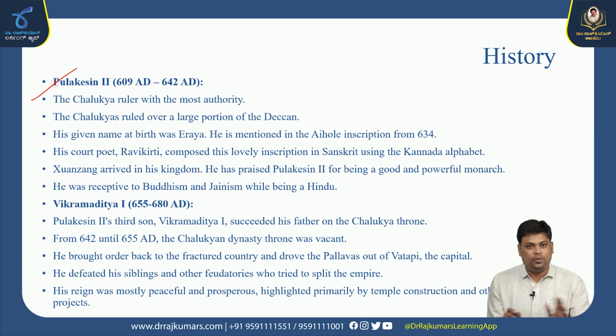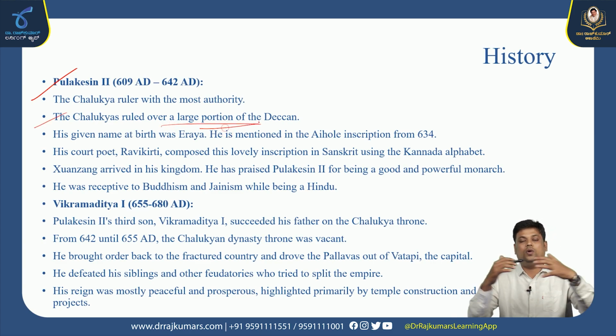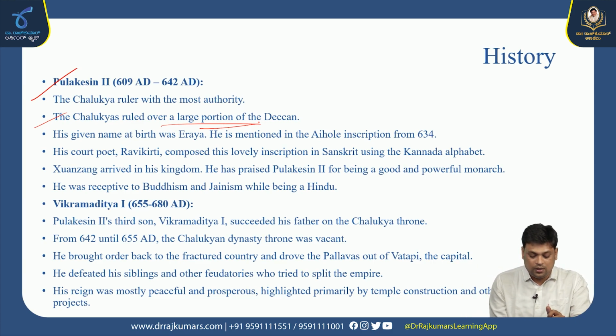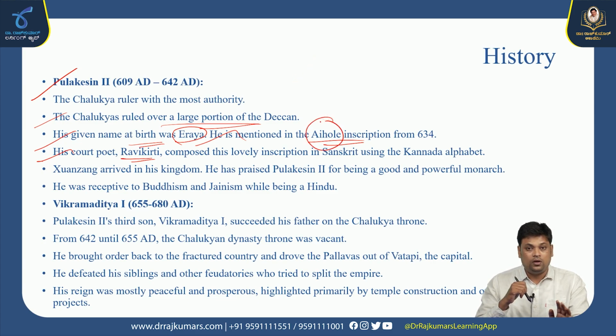Pulakeshin II was a popular ruler, and he is the one who ruled a large region over the Deccan. His name gave birth to an era. He is mentioned in the Aihole inscription. His court poet, Ravi Kriti. Okay, remember about Pulakeshin II, the details of his rule are mentioned in the Aihole inscription, and his court poet's name is Ravi Kriti.